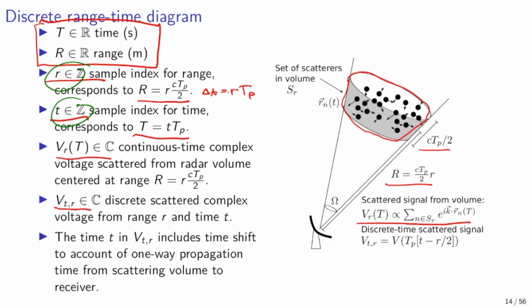The discretized scattered complex voltage is related to the continuous time scattered voltage in the following way. In this case, I have made a range-dependent time shift when discretizing the scattered complex voltage. This allows us to simplify the equations that we will be using later on. This time shift corresponds to a one-way light travel time from the range of the scattering volume to the receiver. A different range-dependent time shift is therefore applied for each range. When discretizing the continuous time scattered complex voltage, I am assuming that no aliasing occurs.